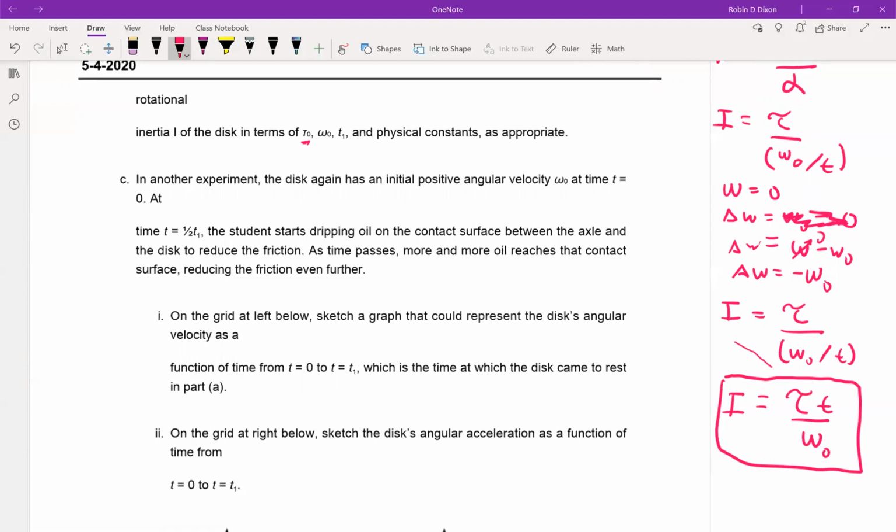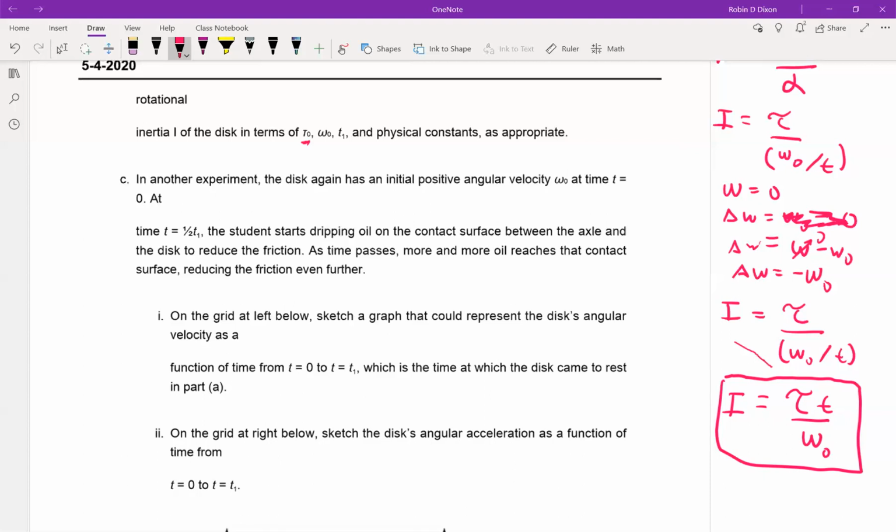In C, let's see, it says, in another experiment, the disk again has an initial positive angular velocity omega naught at time t equals 0. At time t equals 1/2 t1, so half the time it takes for it to come to what should be a rest. It doesn't come to a rest if you read the problem. Continue to read the problem. The student starts dripping oil on contact with the surface between the axle and the disc to reduce friction. Okay, so adding oil is going to reduce the friction. As time goes by, it's going to have less and less friction.